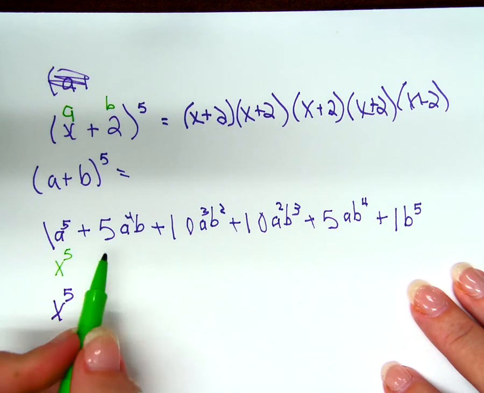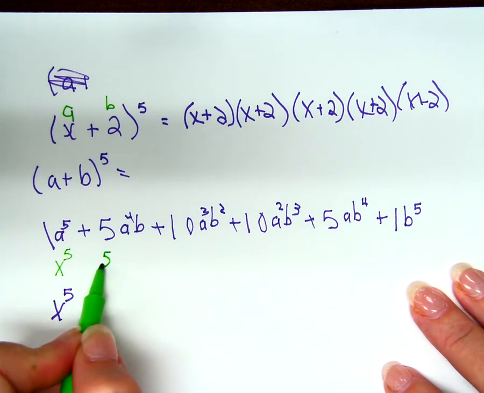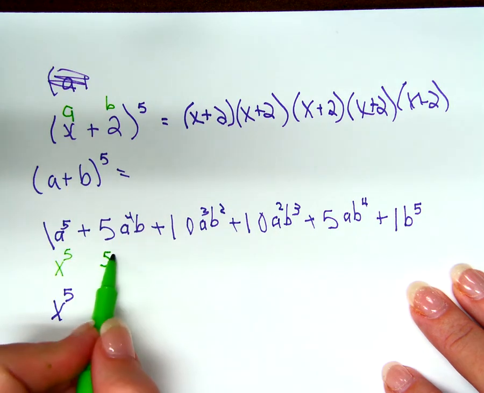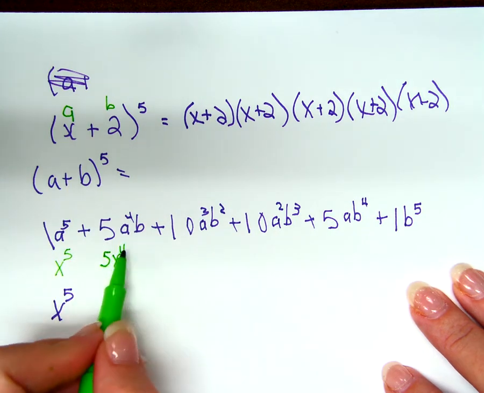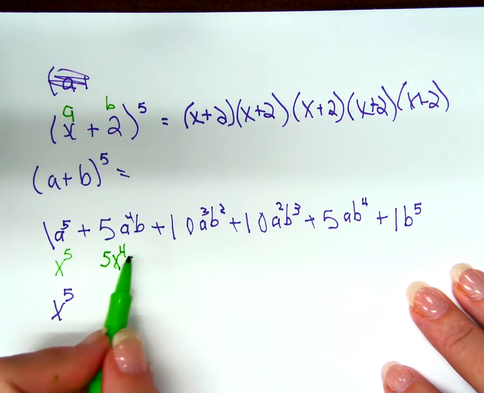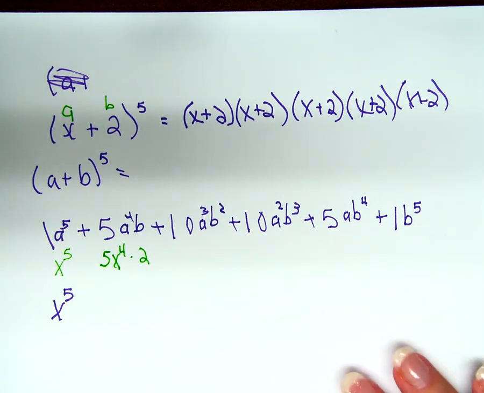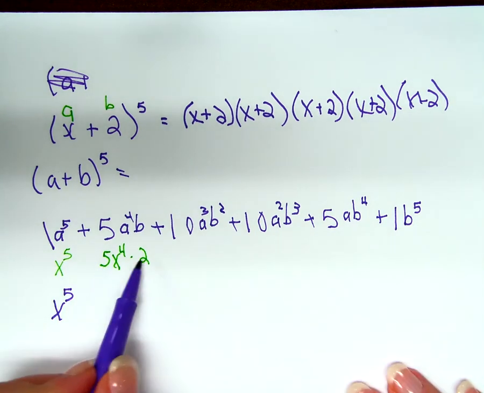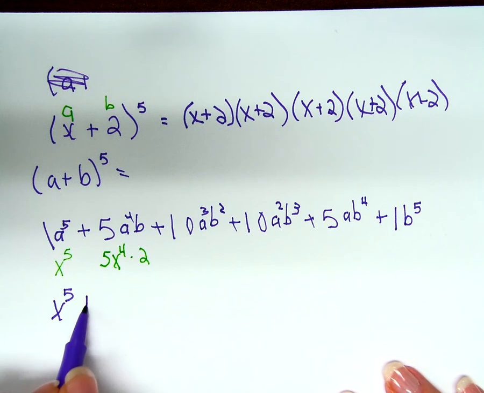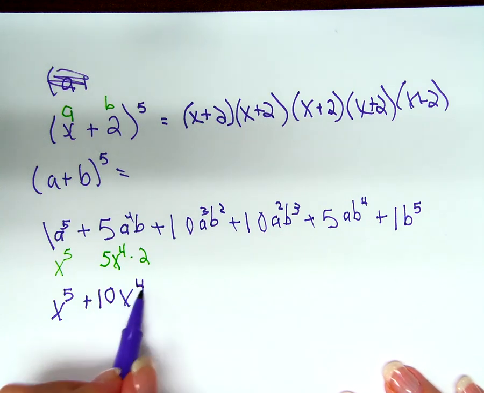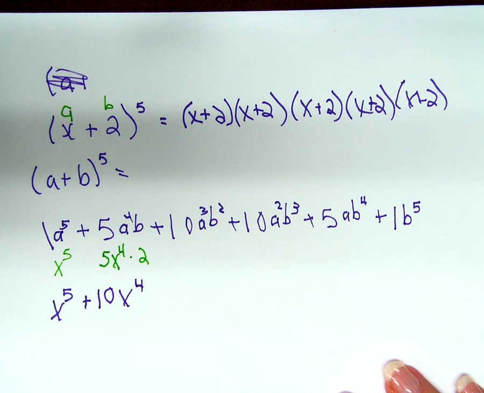In this next term, I have 5 times a to the 4th, but what's a? X, so I have x to the 4th, and what's b? 2. Can I simplify that? What is 5 times 2? 10 x to the 4th. Okay so far?